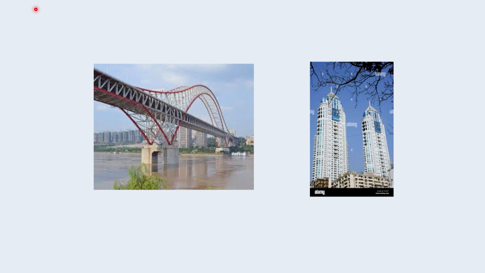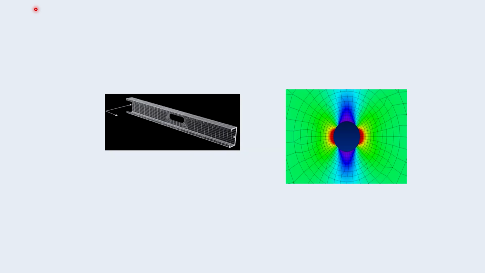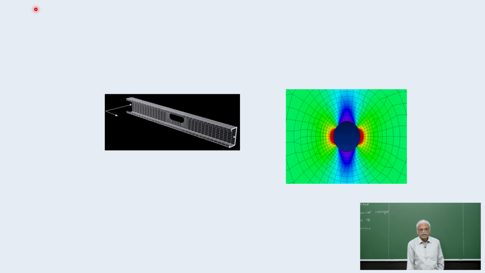is that these are what we usually refer to as discrete structures, because they are made up of small elements like rods or beams which are clearly identifiable, whereas these are what we call continuum problems, where it is not so easy to identify the subdomains, which we call elements later.